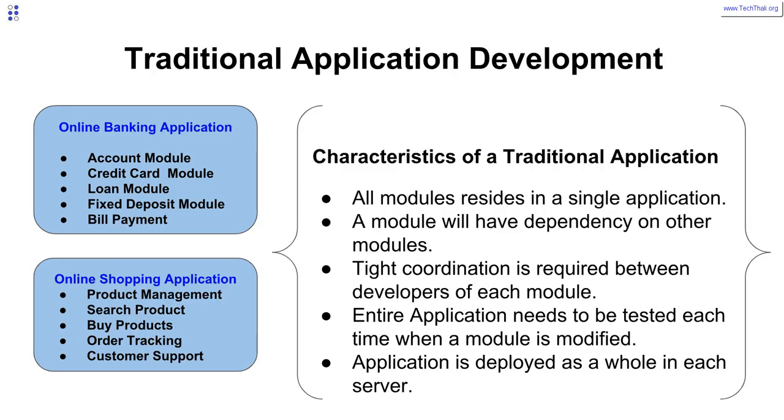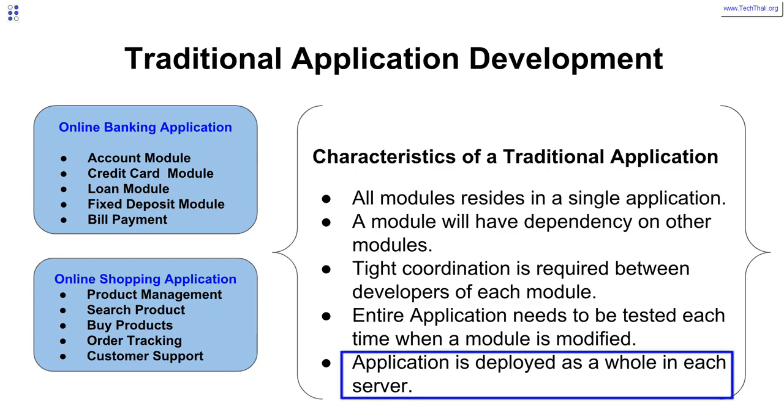Let us now look into the characteristics of traditional application. 1. All modules of the application reside within the same application. 2. Modules can be interdependent. Because of that, a close coordination is required between development teams. 3. Entire application needs to be tested each time when a module is slightly modified or enhanced. 4. Application needs to be deployed as a whole in each server.